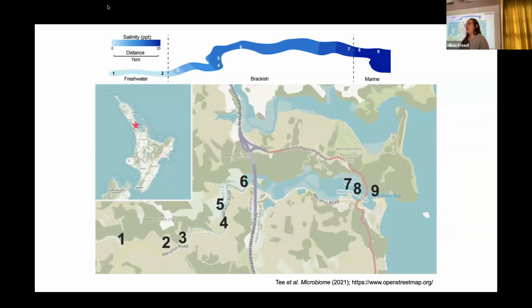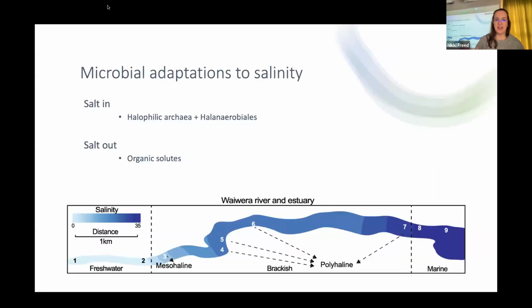This project primarily focuses on samples from the Waiwera estuary, which is located just north of Auckland here. What we're really interested in is profiling the microbial and viral ecology and function across the system. As an estuary system, you have a lot of changing environments and a lot of potential ecological niches that can be colonized.